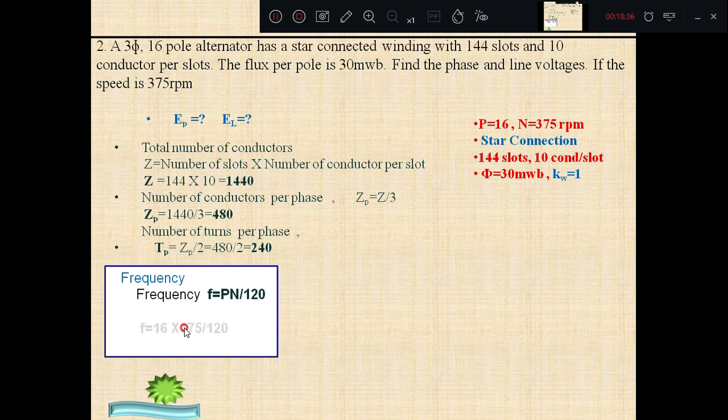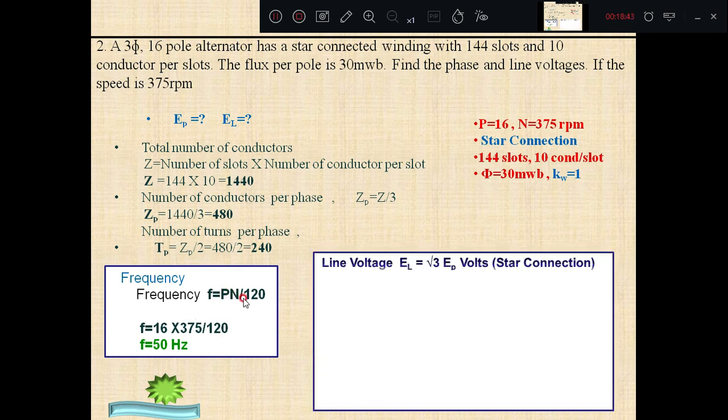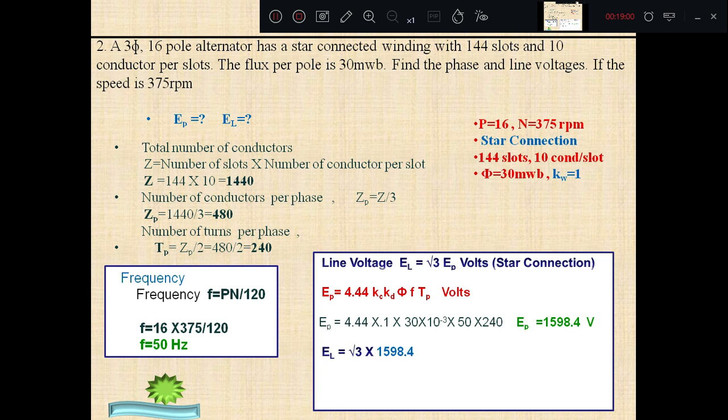Therefore, you have to find out the frequency. The frequency we are getting here is 16 into 375 by 120, that is 50 Hertz. Then straight away you have to substitute in the equation EP is equal to 4.44 kc kd phi f into TP volts. Therefore, you substitute the values, then you are getting 1598.4 as the generated voltage. At the same time, EL is equal to √3 into 1598.4, so that what we are getting is 2768.51 volts.